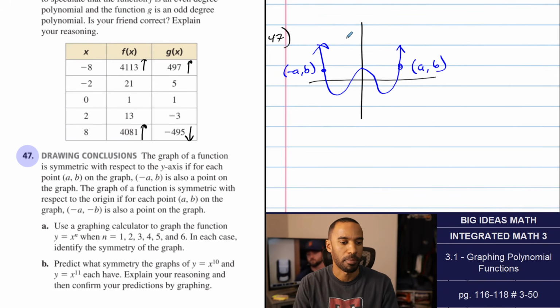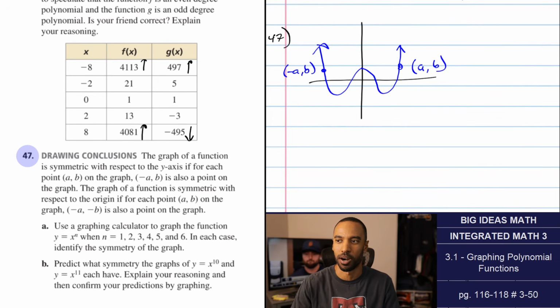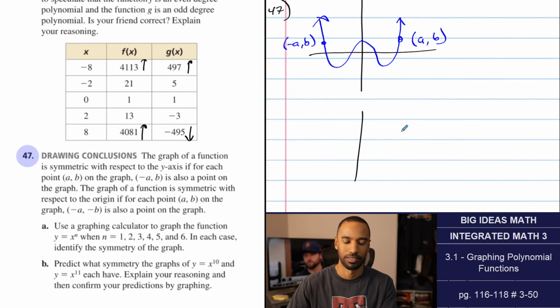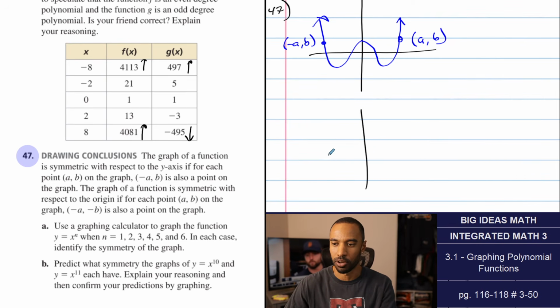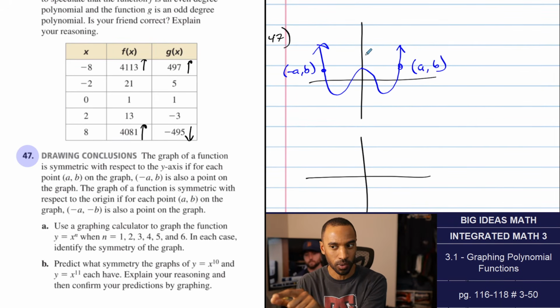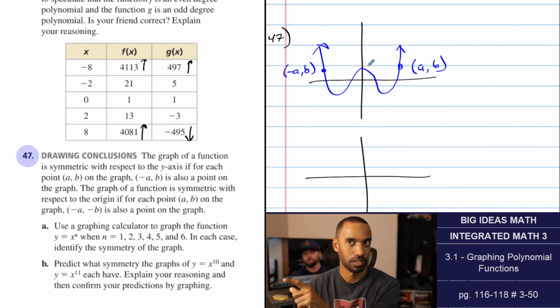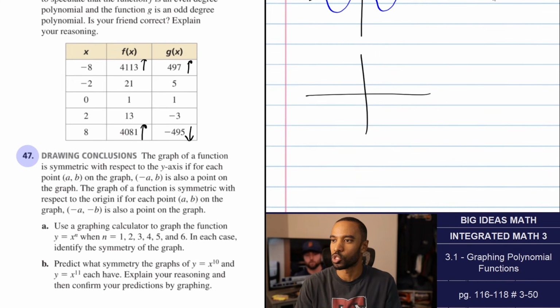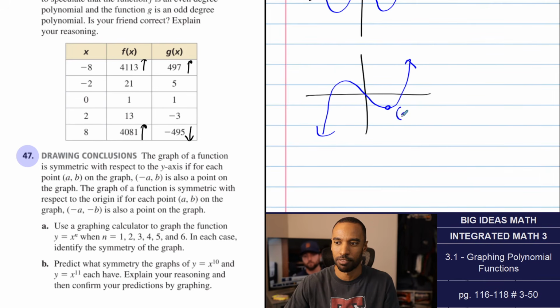The graph of a function is symmetric with respect to the origin. The graph is symmetric with respect to the origin if for each (a, b), there's also a (-a, -b). This is called an odd function, not odd degree. The other is called an even function, not even degree, although all even degree functions are even functions. This is symmetry across the origin, like this. If there's (a, b), there's a (-a, -b).